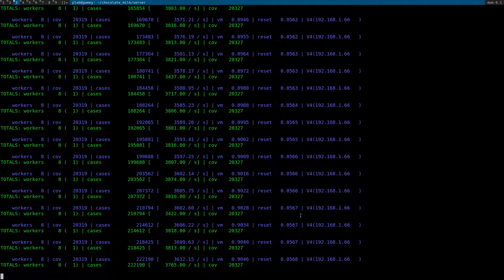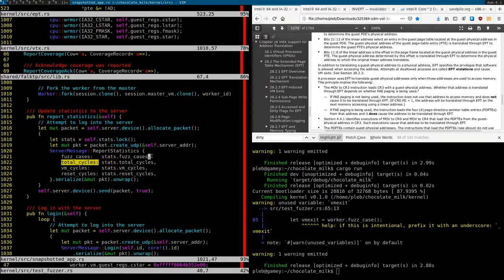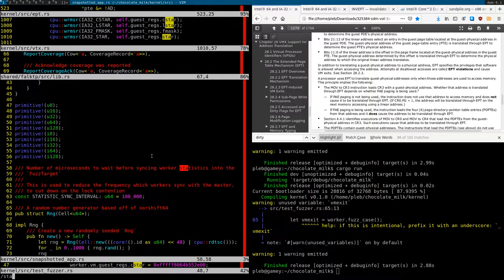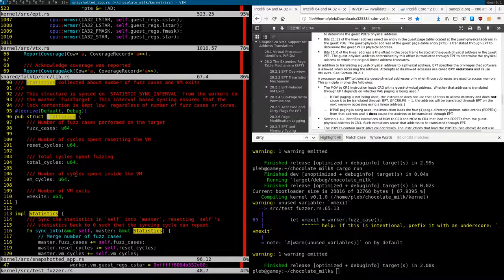That's cleanly over 90. Resets are looking pretty good. 5.6% of CPU time spent resetting. Not bad at all. So there's not really much room for improvement there. I could print VM exits. If I'm doing a lot of VM exits, then it's possible that I'm spending time outside of the actual VM execution. Let me do that. Let me tighten the statistics on here. Those are pub.